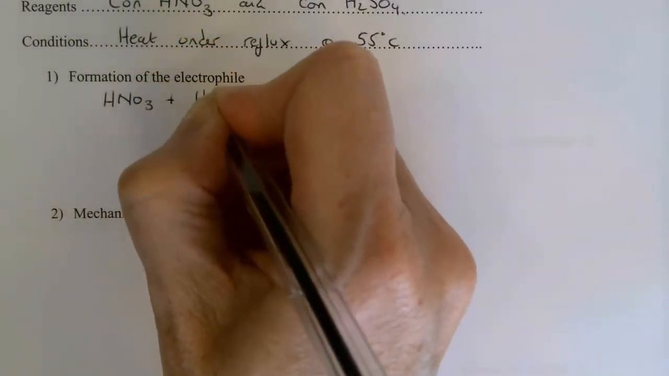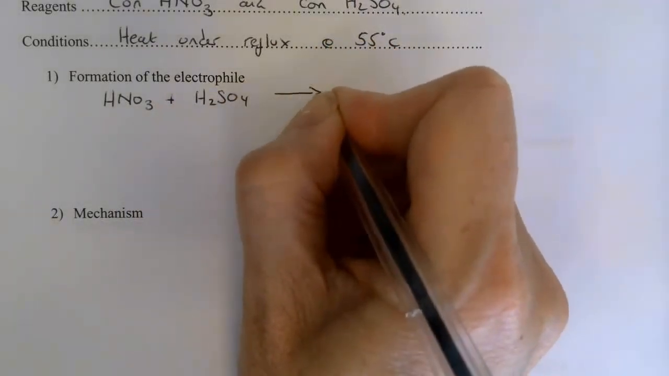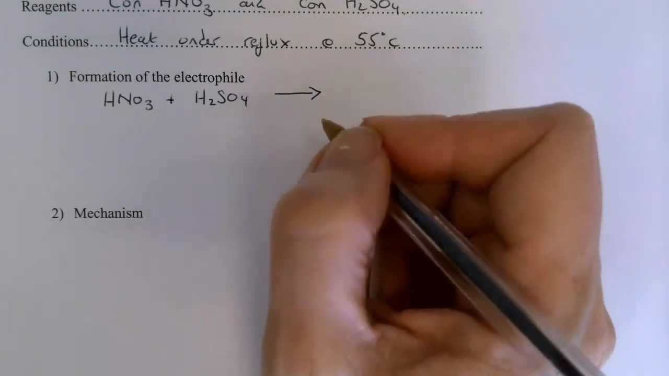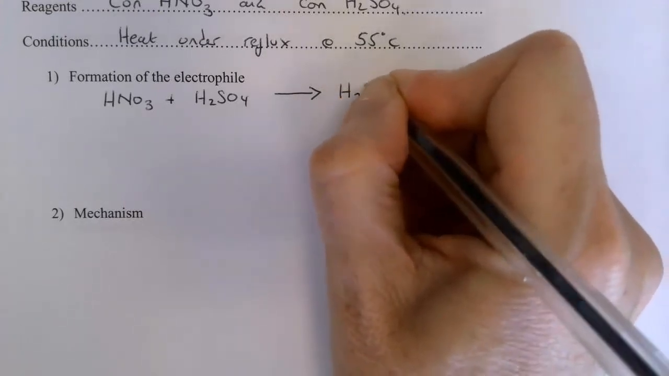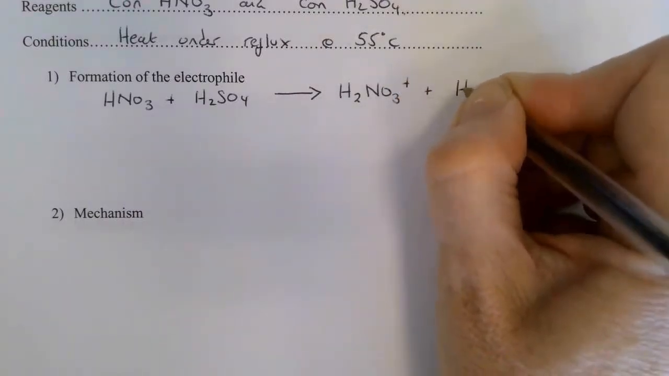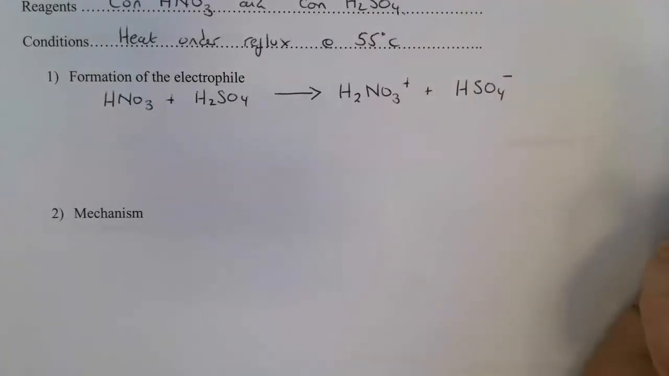So the formation of the electrophile, we need to make this positively charged ion. So the nitric acid is going to react with the sulfuric acid. Now in this case, the sulfuric acid is a stronger acid. You're going to study this a little bit later on when you do acids and bases. And it causes the nitric acid to gain a hydrogen ion. So it becomes H2NO3 positive, and obviously the sulfuric acid has lost hydrogen to become the ion HSO4 minus.